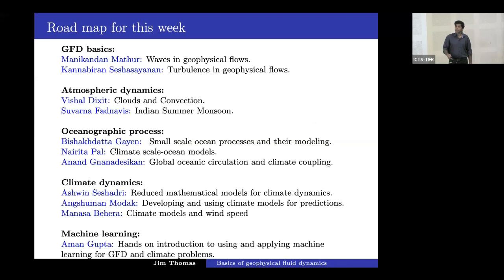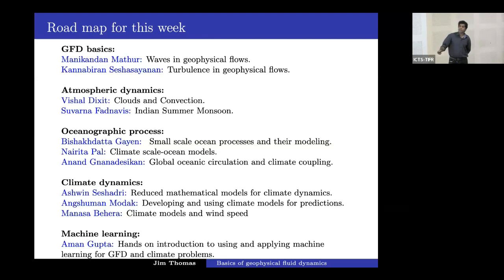Here's what we're going to do for the rest of the week. We have this roadmap. This is a very basic GFD lecture. We have two more GFD-like lectures going to be given by Manikantan and Kanabiran. They'll talk about waves and turbulence in the atmosphere and the ocean. Then we'll have Vishal, who is going to talk about atmospheric processes, convection, clouds, and so on. He'll introduce moist dynamics, and how moisture renders the equations of motion. Then we have Suvarna, who's going to talk about the Indian monsoon and some of its features.